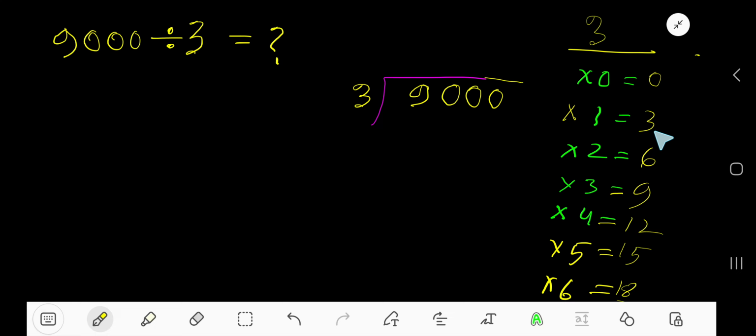0 plus 3, 3, 3 plus 3, 6, 6 plus 3, 9, 9 plus 3, 12, 12 plus 3, 15, 15 plus 3, 18. 3 goes into 9 how many times? 3 goes into 9 3 times. Write 3. 3 times 3, 9.